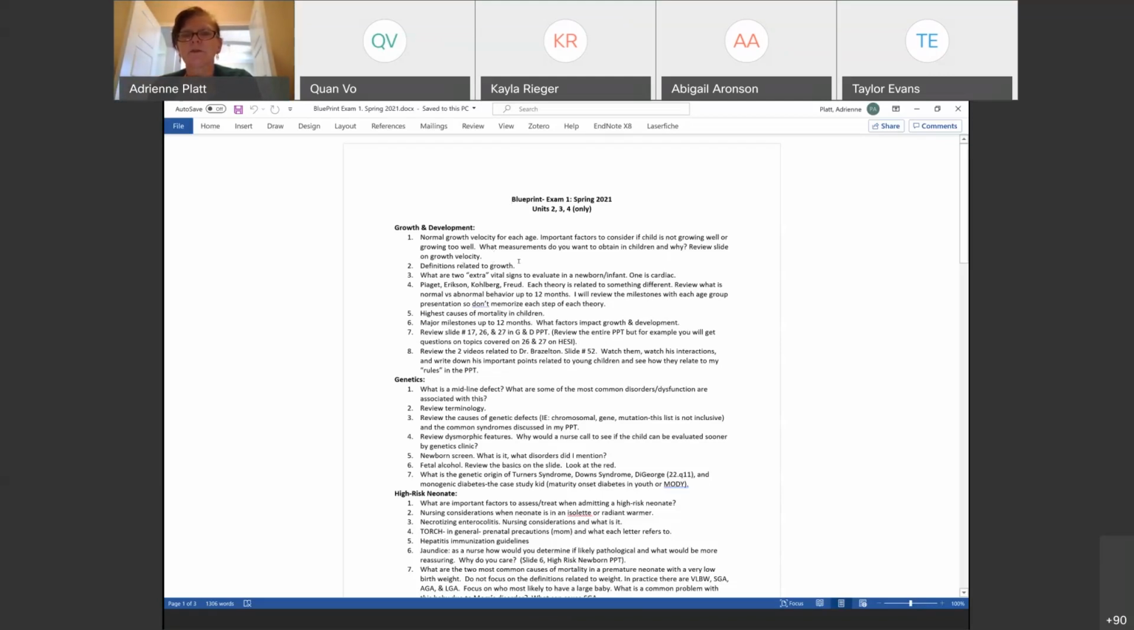Definitions related to growth. Remember we talked about growth failure and short stature. So you want to know the difference between growth failure and short stature.